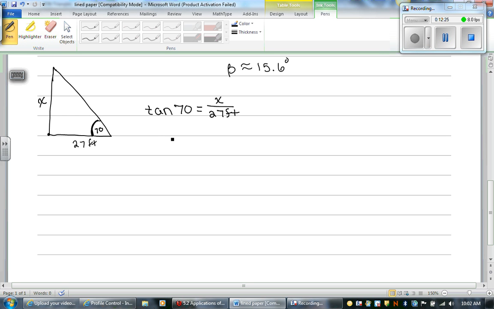So we're going to go ahead and multiply 27 feet times tangent of 70. And when we put this right into our calculator, we get approximately 74 feet. So the height of the bamboo shoot is approximately 74 feet.